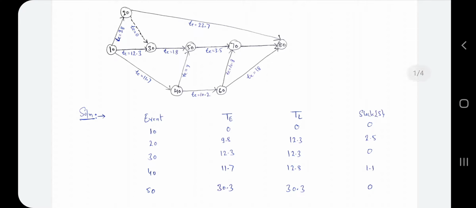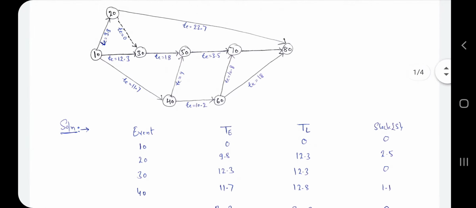Here I have already found the TE, TL and slack values. Now how I find these values, I discuss here. So let's see the figure. Here we have been given event numbers 10, 20, 30, 40, 50, 60, 70 and 80, and we have been given the small t value. This is the expected time. Now we have to find the TE and TL.